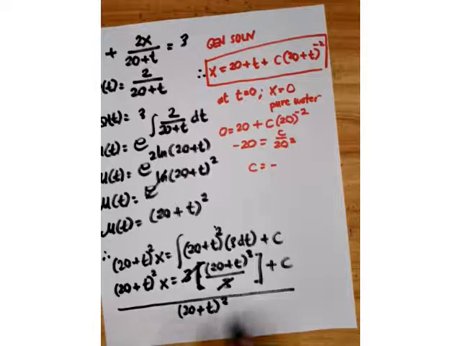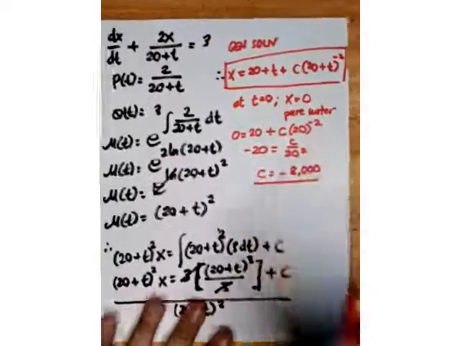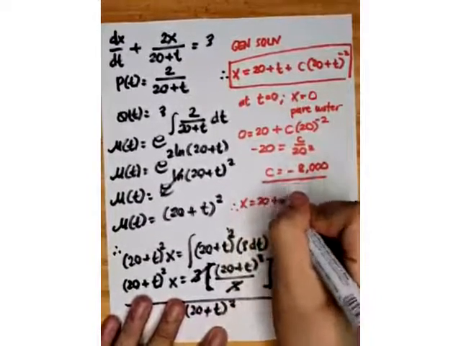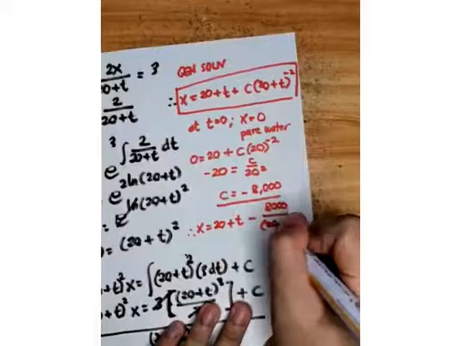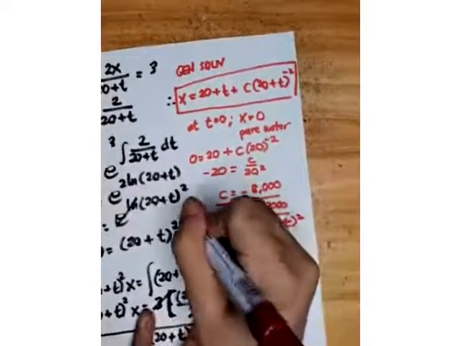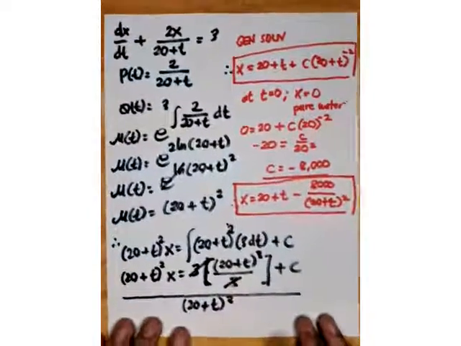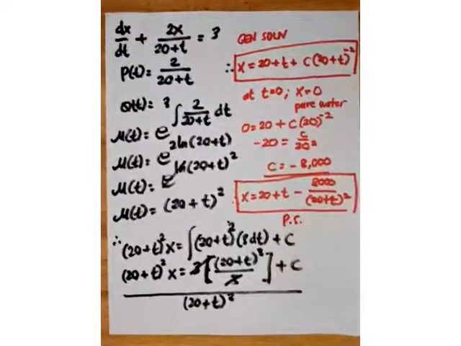Okay, negative 8,000. So therefore, x is equal to 20 plus t minus 8,000 over 20 plus t squared. Ayan, yun yung ating general solution. Particular solution. So at any time t, that will be the equation of the amount of substance inside the tank. Okay?